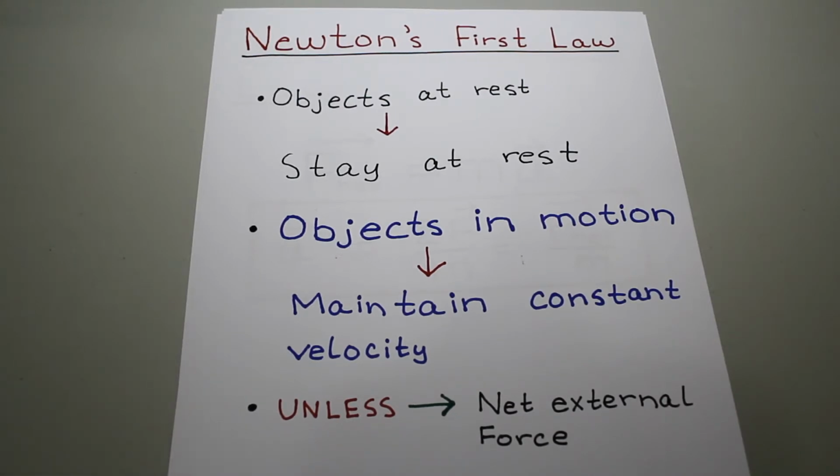If there was no force acting upon something, it would not move. And if there is no force acting upon an object that's moving, it would not be affected in the sense that it would not be accelerated. It would continue to move at a constant velocity.